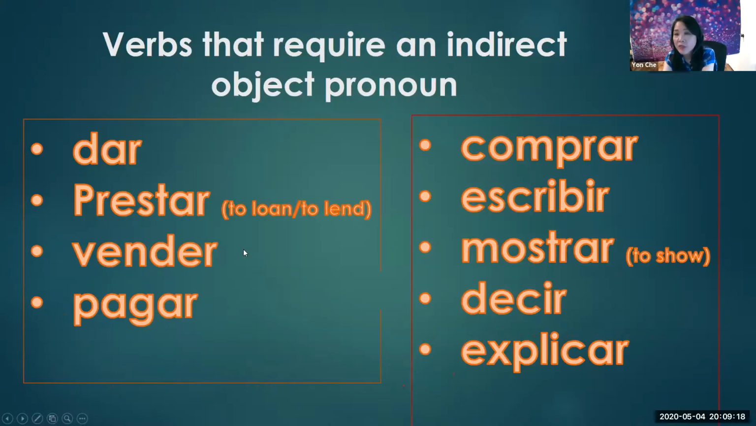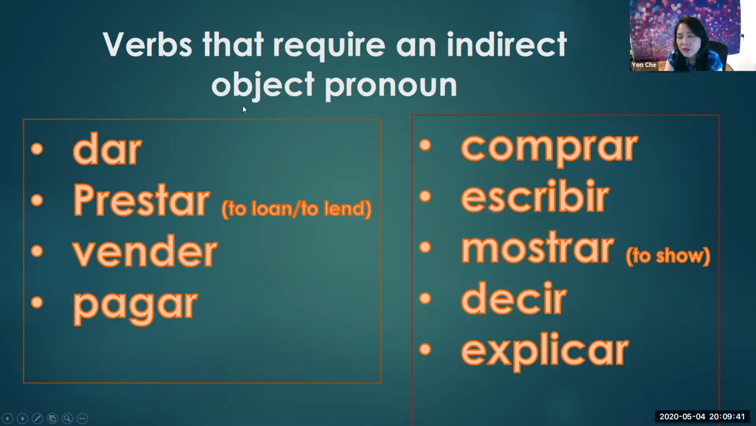Okay, and we're almost finished. Let me add just an additional explanation here. Verbs that require an indirect object pronoun. So when do we use an indirect object pronoun? Do we have to use it all the time? No, you have to examine the meaning of a verb, and certain verbs will require this extra information.